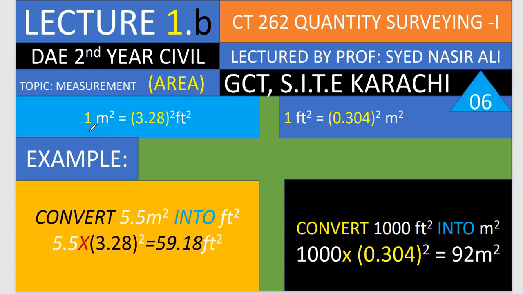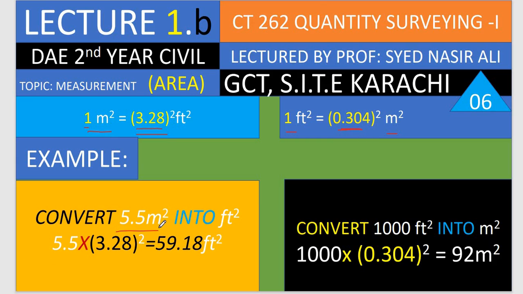Another important factor is 1 meter square into foot square. We know that in length, 1 meter is equal to 3.28 feet. So 1 meter square is equal to 3.28 square foot. And the reverse procedure, 1 foot square is equal to 0.304 square meter. Like in previous cases, we get this factor 0.304 by 1 divided by 3.28.